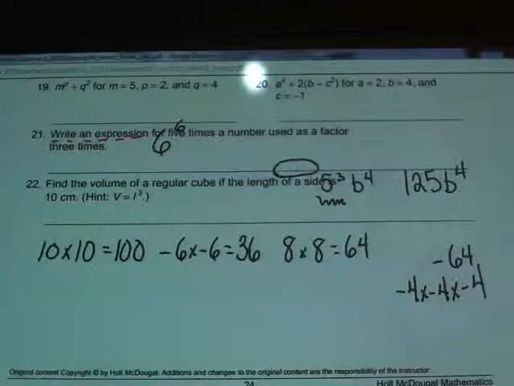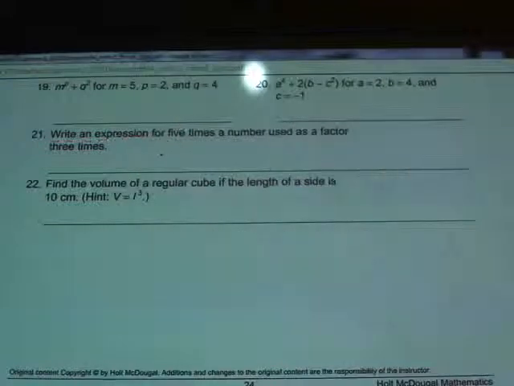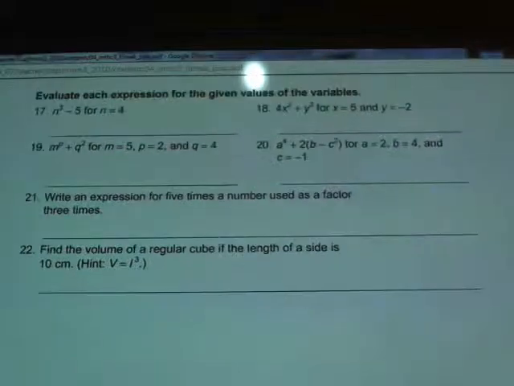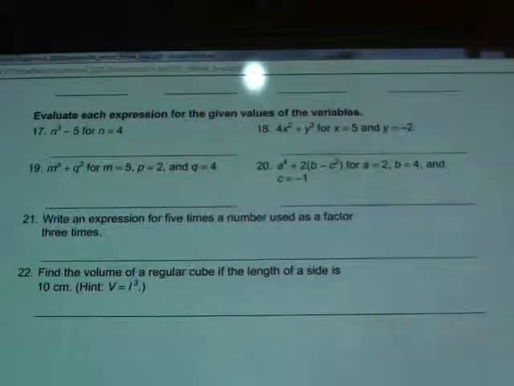All right, let's go ahead and jump down here a little bit and take a look at the order of operations questions and some story problems here. Number 17, we're supposed to evaluate the expression for the given values of the variables. The question says n to the 3rd minus 5, and they tell us they want n to equal 4.